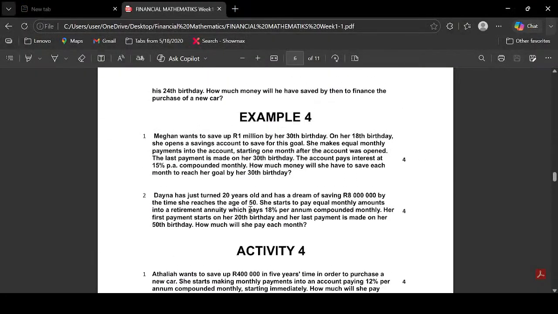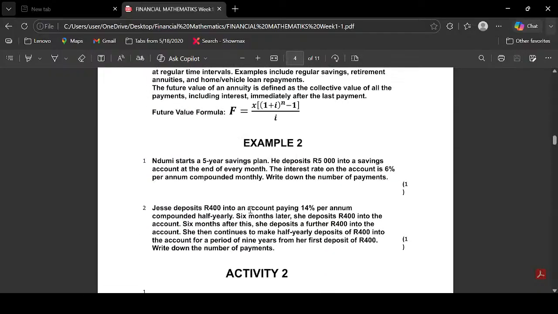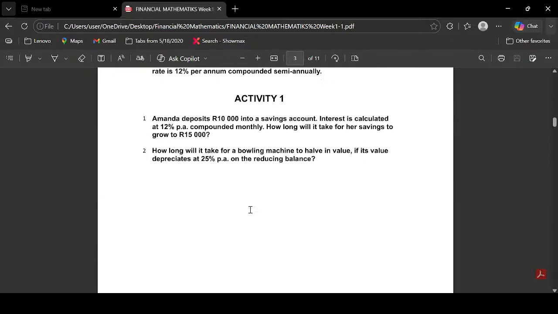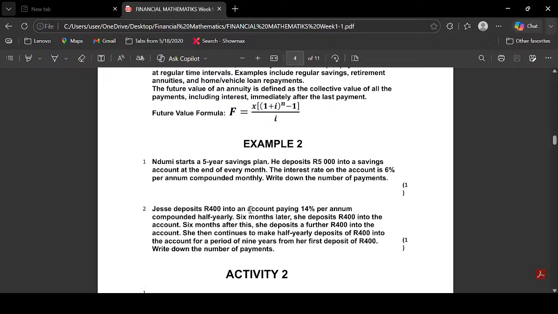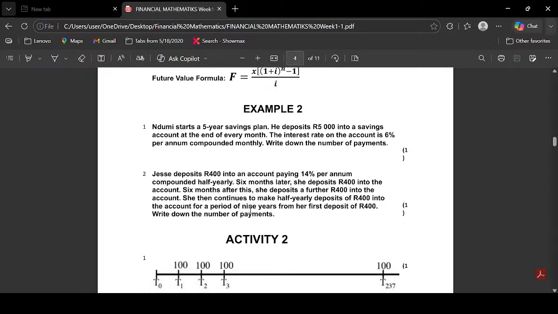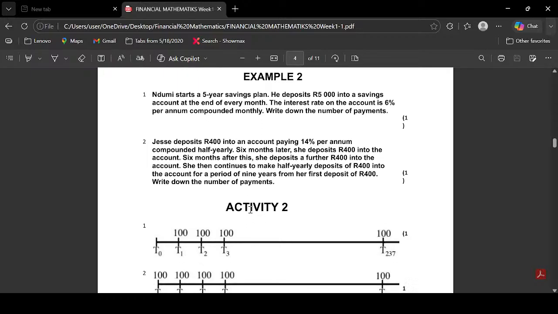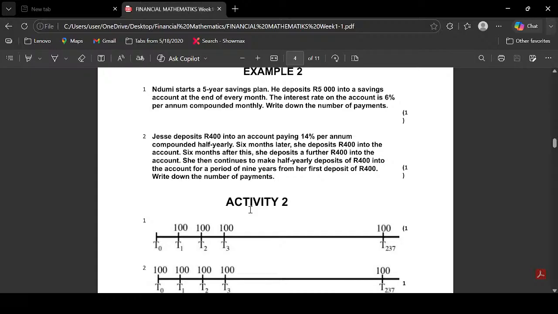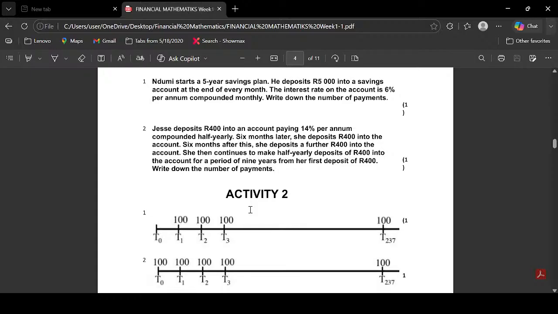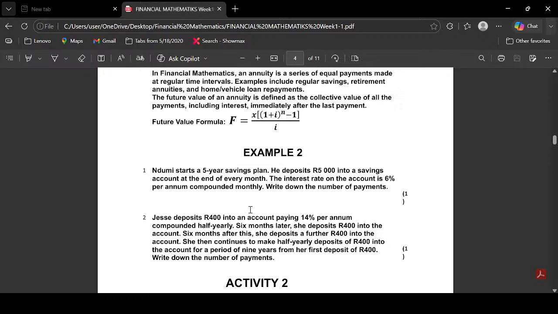Example number 1 deals with calculating N. And then there's example number 2, which deals with what? Example number 2, we are still calculating N here. We are writing the number of payments. Okay, just before example 2, what are they saying?